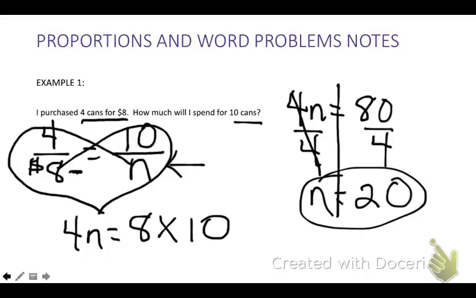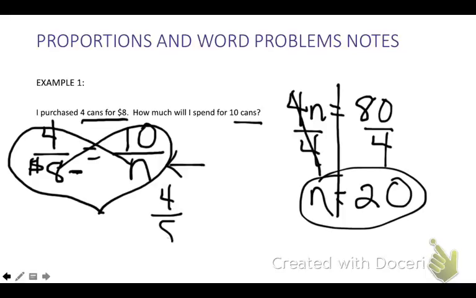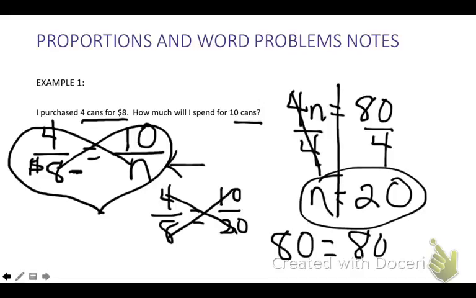So let's see if we make that. I'm going to take time here to erase this. All right, and you can always come back and reread or look at that again. But if I put 20 back in for n, so now it'd be 4 to 8 equals a 10 to 20 ratio. When we do the cross product, the product of 4 and 20, does that equal the product of 8 and 10? Well, 4 times 20 is 80. 8 times 10 is 80. So yes, it does. It checks.